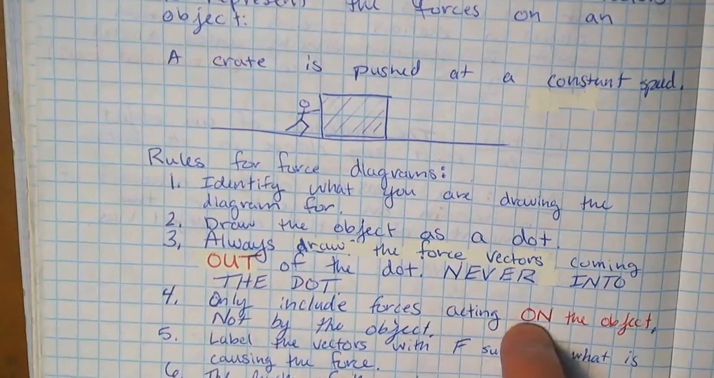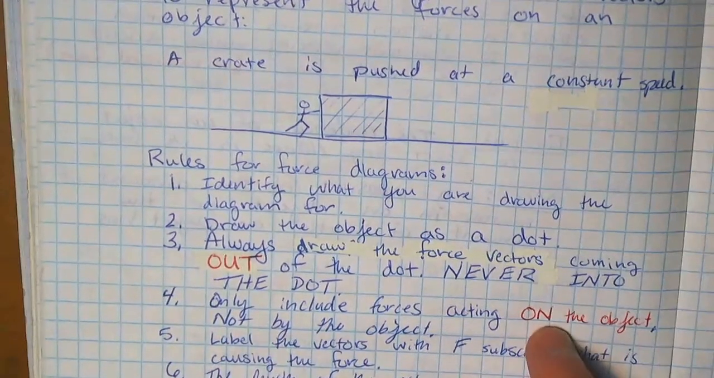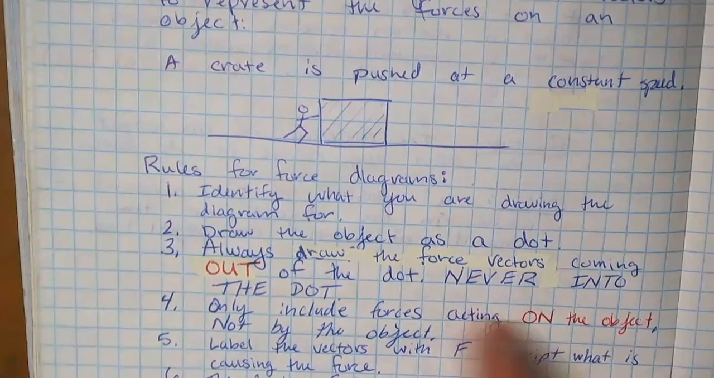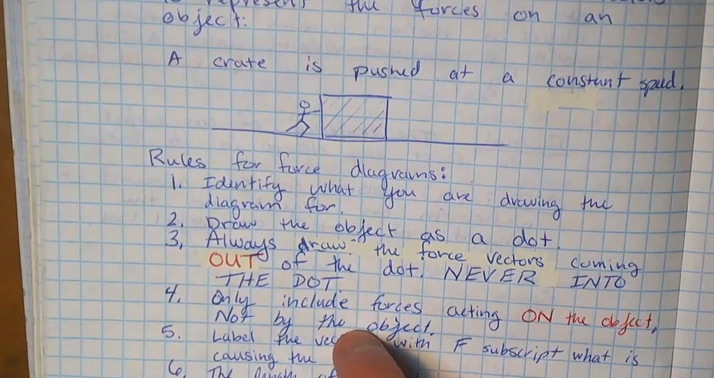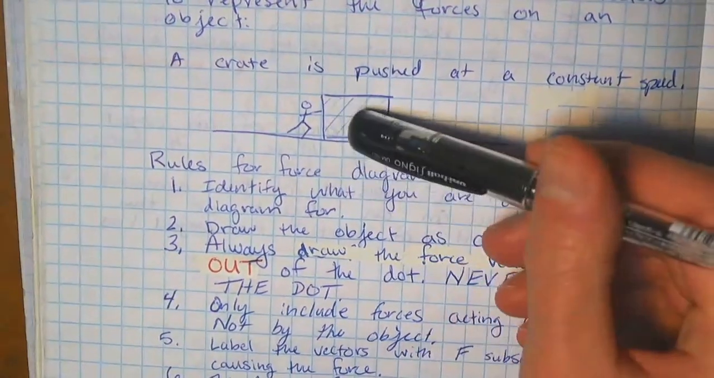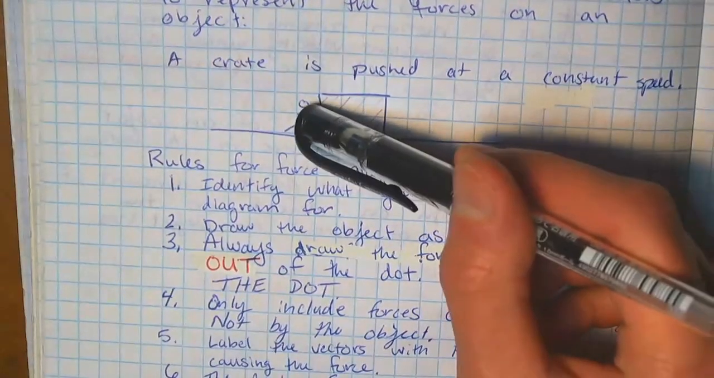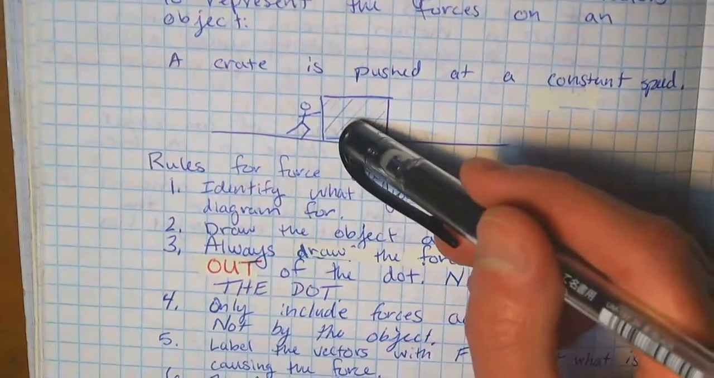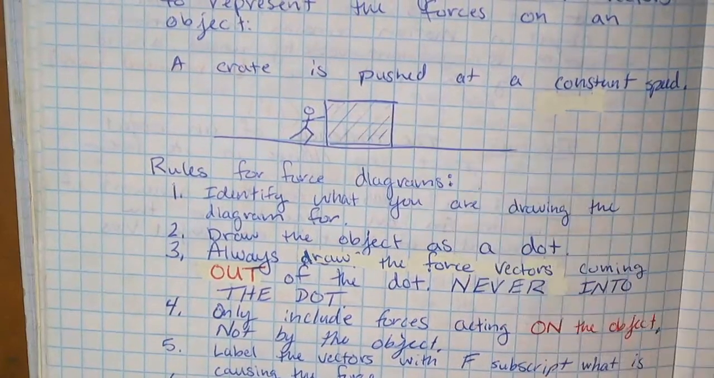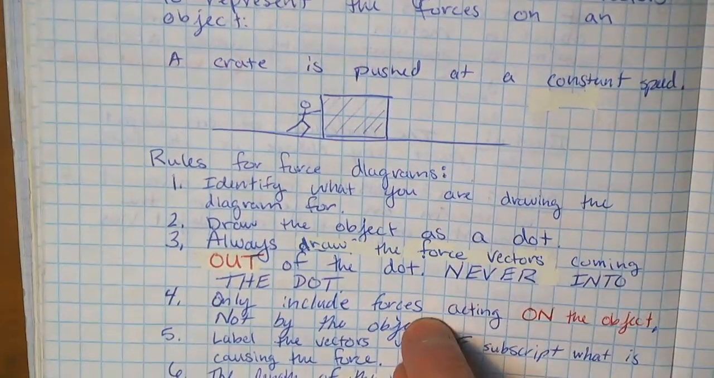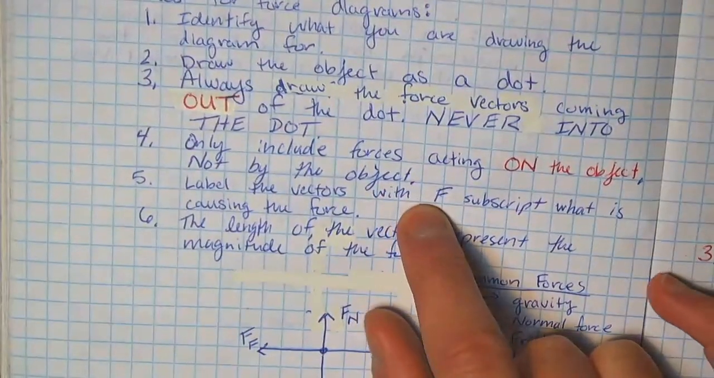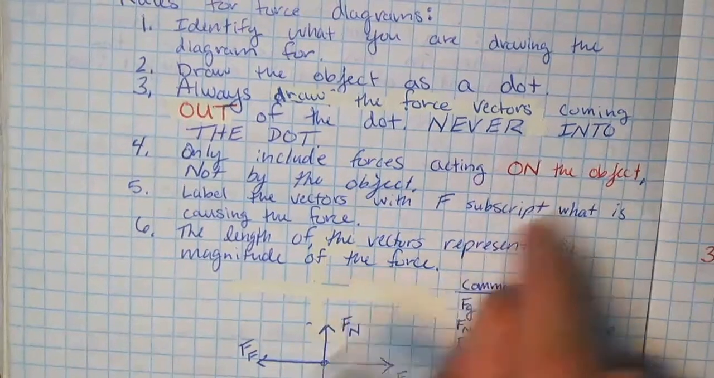Only include forces acting on the object, not by the object. This one gets a little bit tricky to explain without specific examples, but in the case of this one up here, the crate is pushing on the person to the left, and we wouldn't include that because it's a force by the crate, not on the crate. That's not a really great example, I apologize, but it will start to make sense as we go along.